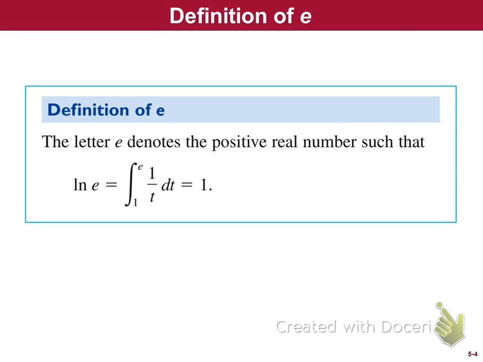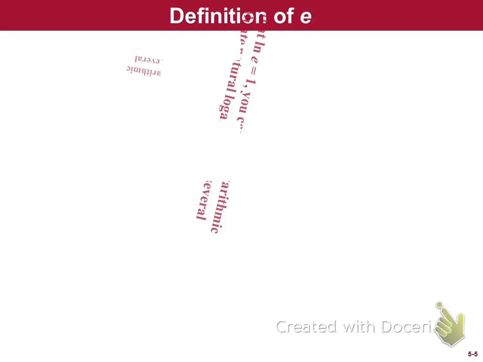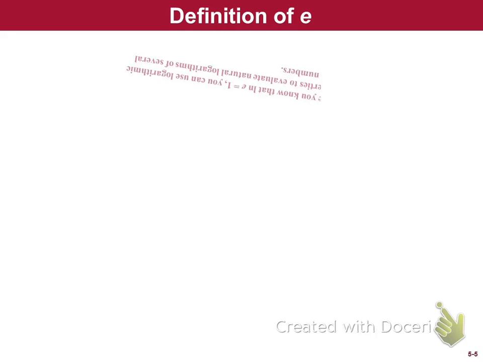The letter e, remember, denotes the positive real number such that the natural log of e is equal to 1. If you remember from Algebra 2 and trig, natural log and e are inverses of each other, so they cancel each other out, and the natural log of e will always be equal to 1. Remembering that will be very useful to us in simplifying expressions involving the natural log of e.